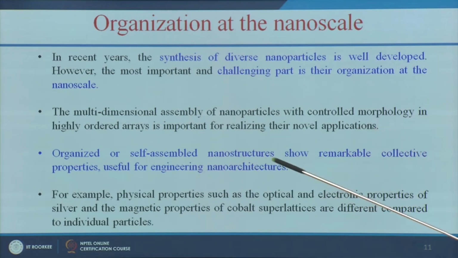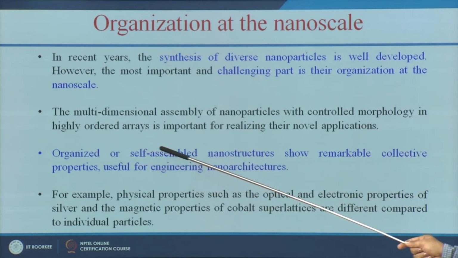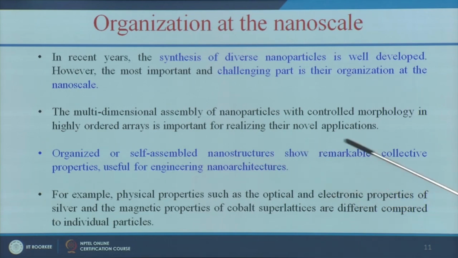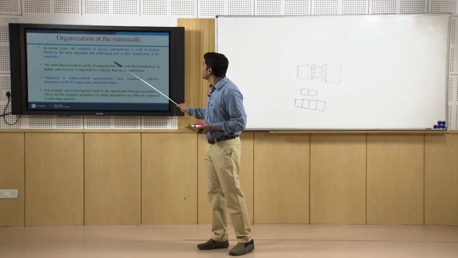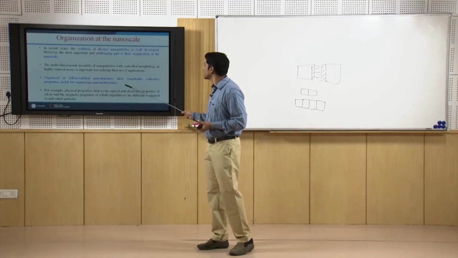Organized or self-assembled nanostructures show remarkable collective properties, which will be useful for engineering nano architectures. A simple example: if all the alphabets are scattered, you do not get any meaning. They should be arranged in a proper way to get the meaning of the word nanoscale. Similarly, if nanoparticles are dispersed or scattered, you do not get any meaning. You have to arrange them in a proper structure, and then only can you get various novel properties.